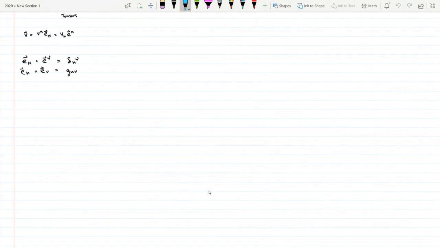Do you guys remember this? Any questions so far? If this is confusing, tell me now. I don't mind going over this again. This was our defining equation for the dual space, what we call the dual space. And this is the metric tensor.